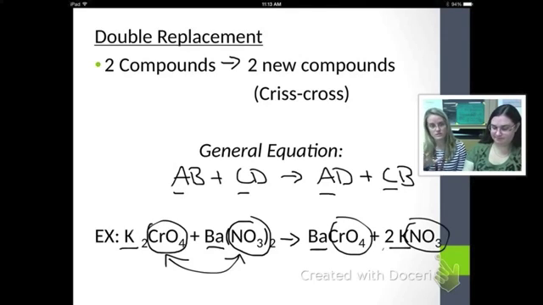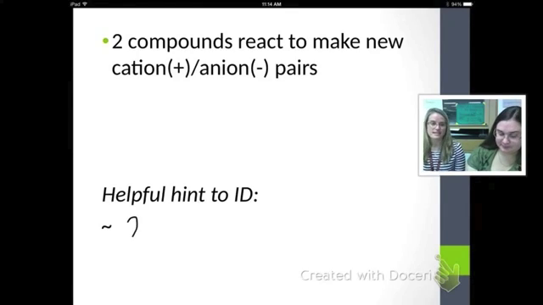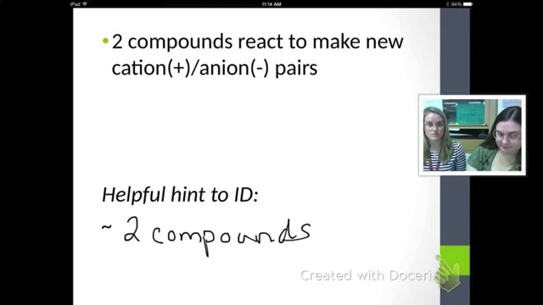Okay, so now again we're going to move to the right to fill out our general definition. Our general definition for double replacement is that we have two compounds react to make a new cation-anion pair, what we just talked about. So your helpful hint for this is going to look like double compounds. We've got a compound plus a compound, and it gives you a new compound plus a new compound.